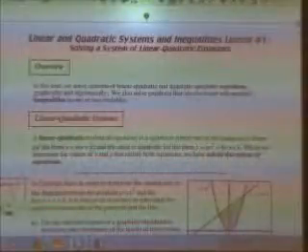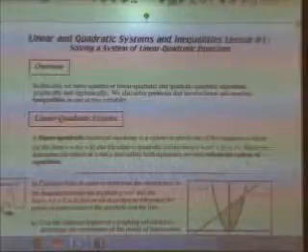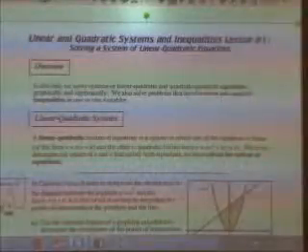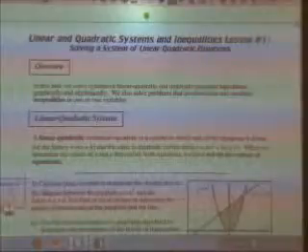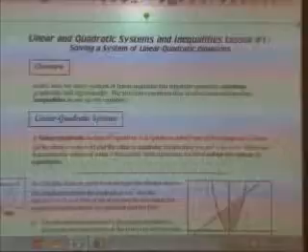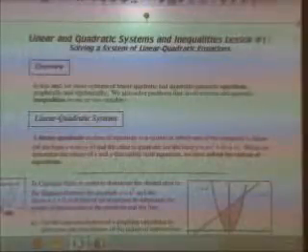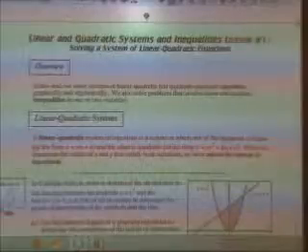Chapter 8. In this unit, we're going to solve systems of linear quadratic and quadratic-quadratic equations, both graphically and algebraically. We're also going to look at solving both linear and quadratic inequalities with one or two variables. So the first thing that we'll do is define what a linear quadratic system is.